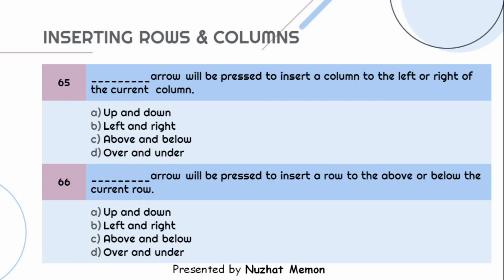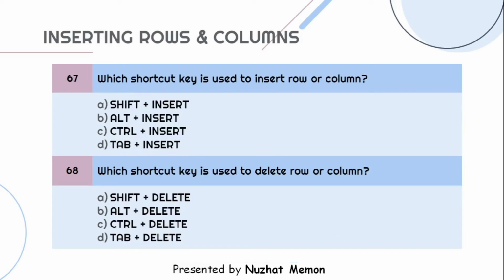So below the current row and after the current column, right? Next 65, dash arrow will be pressed to insert a column to the left or right of the current column. So correct option is left and right. 66, dash arrow will be pressed to insert a row above or below the current row. So correct option is up and down. 67, which shortcut key is used to insert row or column? So the shortcut key for inserting row or column is Alt plus insert. And which shortcut key is used to delete row or column? So the correct option is Alt plus delete.